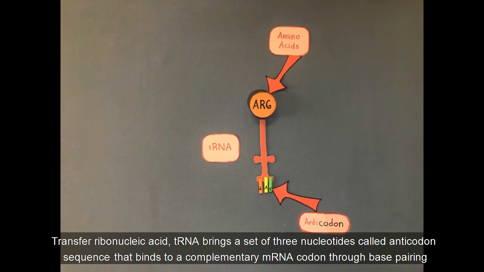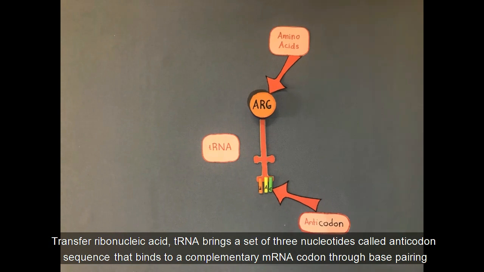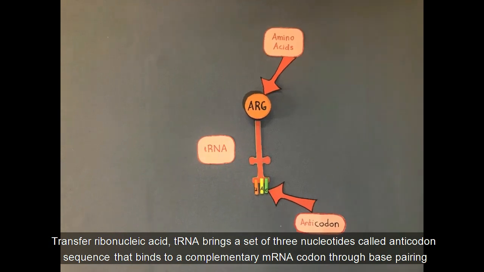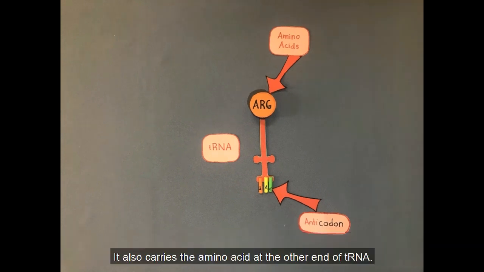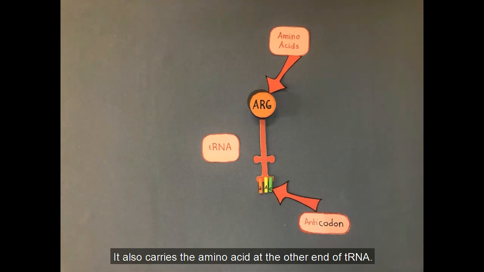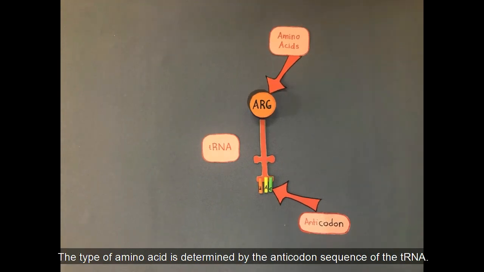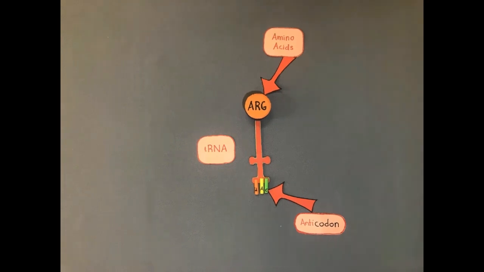Transfer ribonucleic acid, tRNA, brings a set of 3 nucleotides called the anticodon sequence that binds to a complementary mRNA codon through base pairing. It also carries the amino acid at the other end of the tRNA. The type of amino acid is determined by the anticodon sequence of the tRNA.